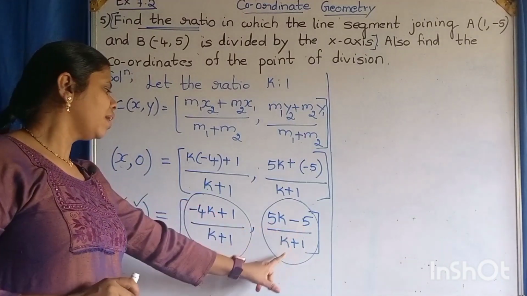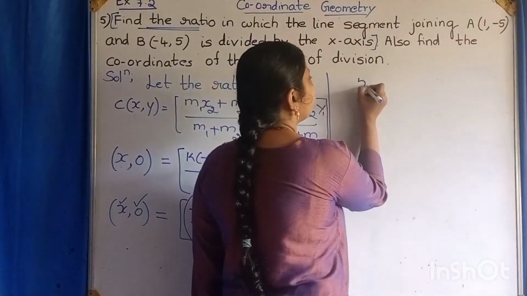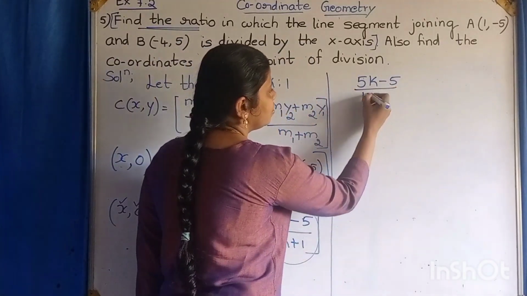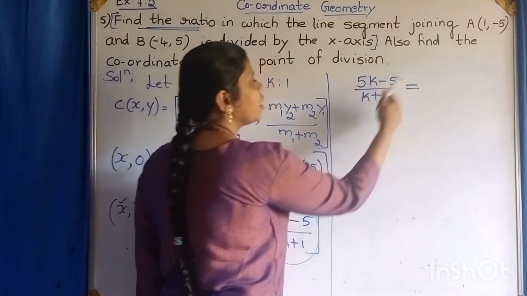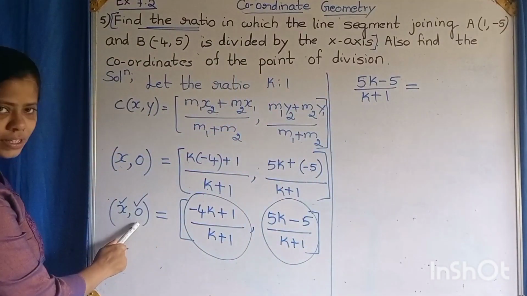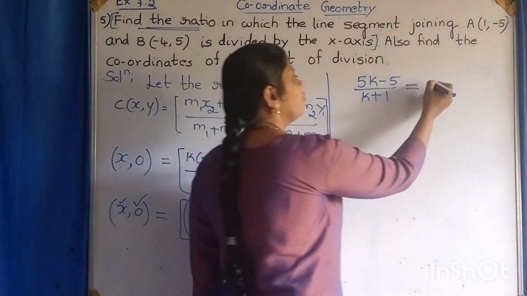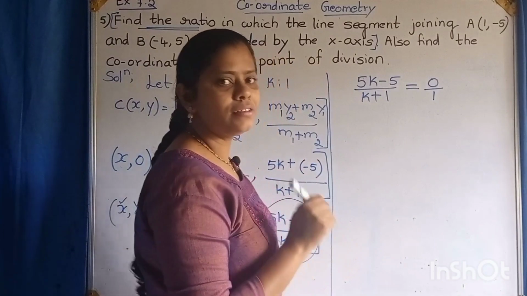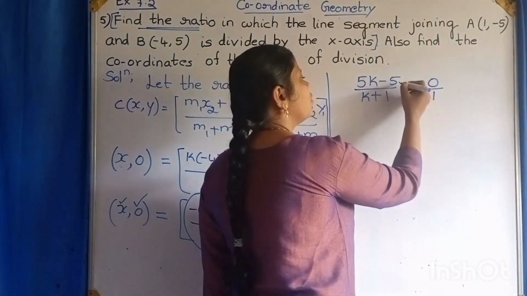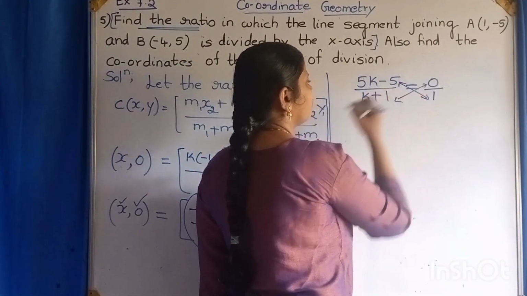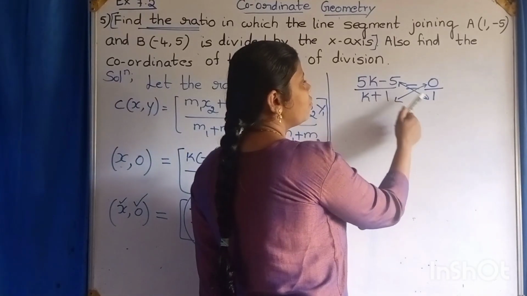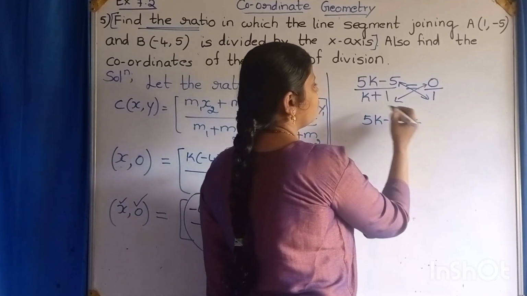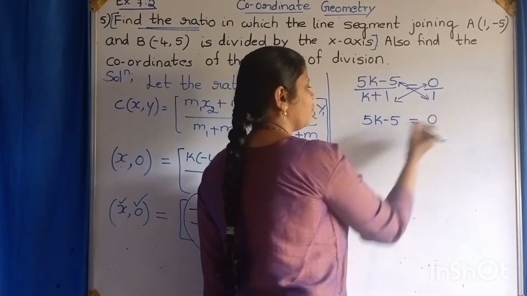Now 5k minus 5 divided by k plus 1. This is our y coordinate and we are equating it to the y coordinate of this one, that is 0. Nothing in the denominator means we will consider it as 1. Now let us do the cross multiplication. 5k minus 5 into 1 is how much? 5k minus 5 is equal to 0 into k plus 1, which is 0.